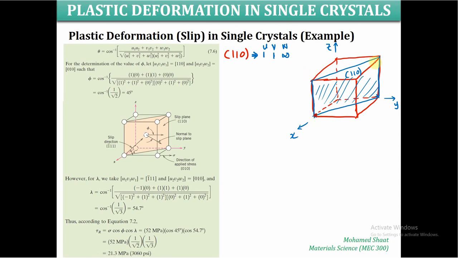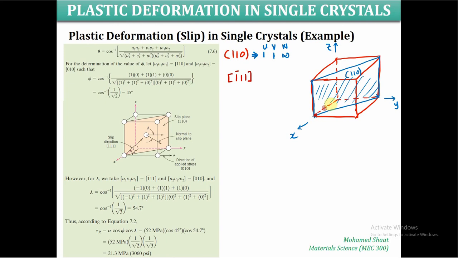You can start from any other corner. And the direction is -1, 1, 1. So what does it mean? It means that you're going to move in the negative x direction 1 distance, 1 equals 1a. So you're going to move -1.